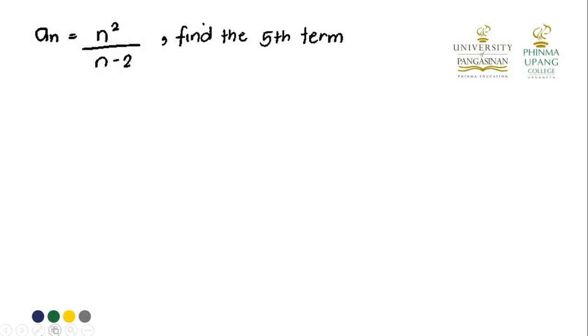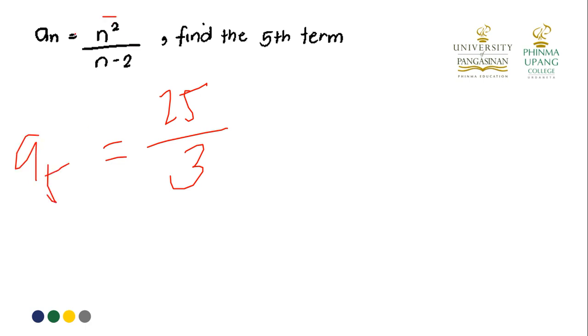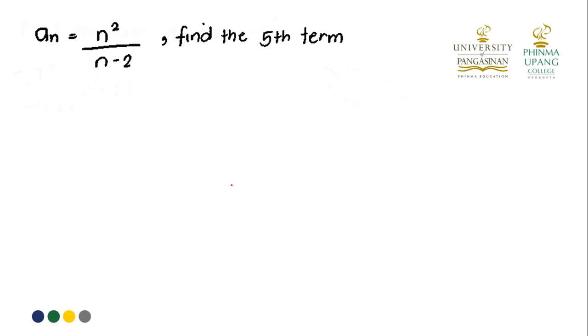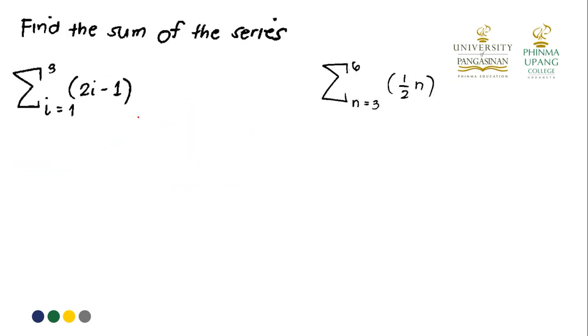Okay, next. 25 all over 3. That is our fifth term. Ito magiging 25 na kasi 5 raised to 2 is 25. This is 5 minus 2, that's why 3. Let's move on to the summation naman. Finding the sum of the series using the summation.